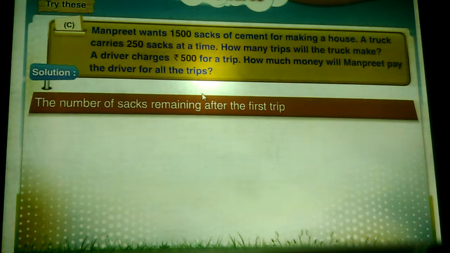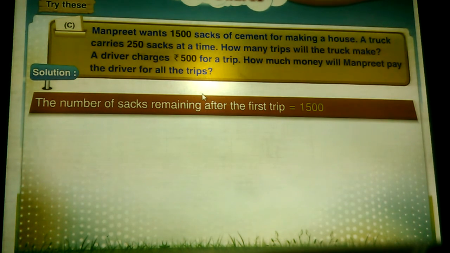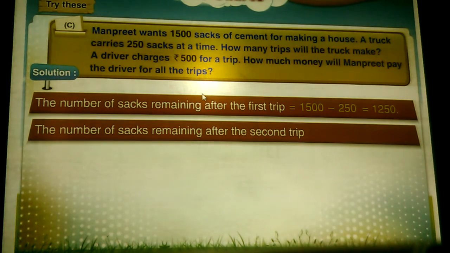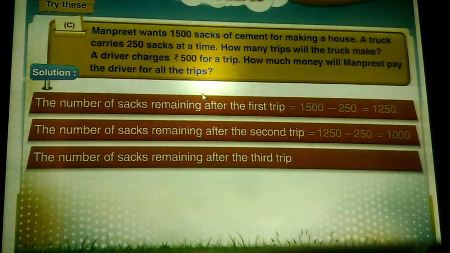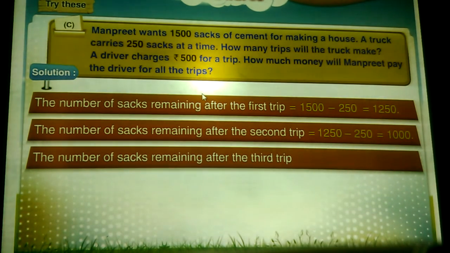The truck carries 250 sacks in the first round. So the number of remaining sacks is equal to 1,500 minus 250. That is equal to 1,250. The number of sacks remaining after the second trip is equal to 1,250 minus 250. That is equal to 1,000. The number of sacks remaining after the third trip is equal to 1,000 minus 250. That is equal to 750.